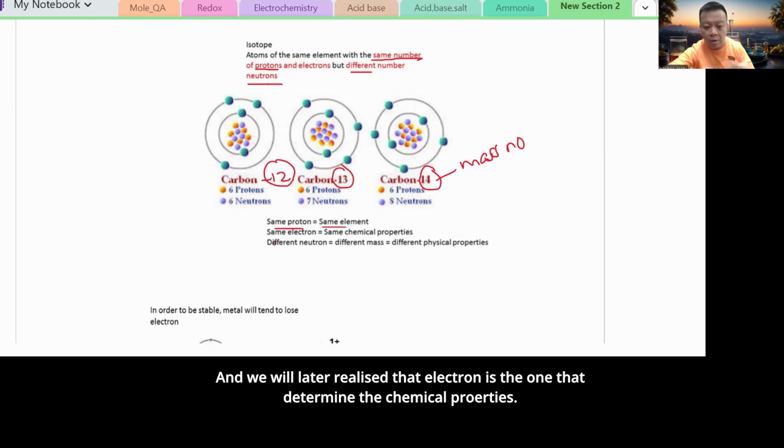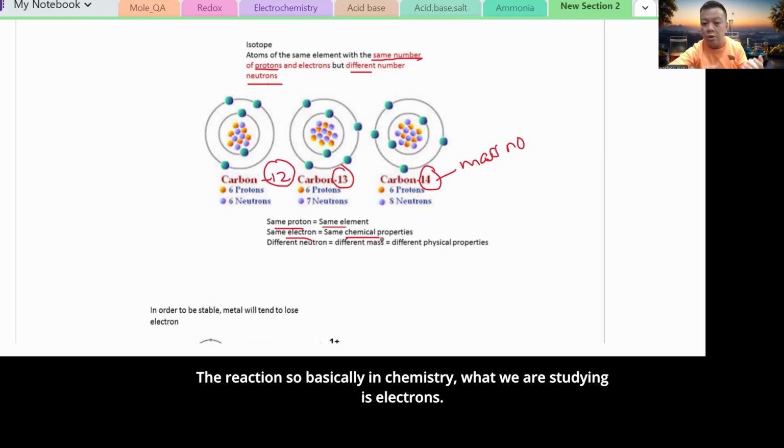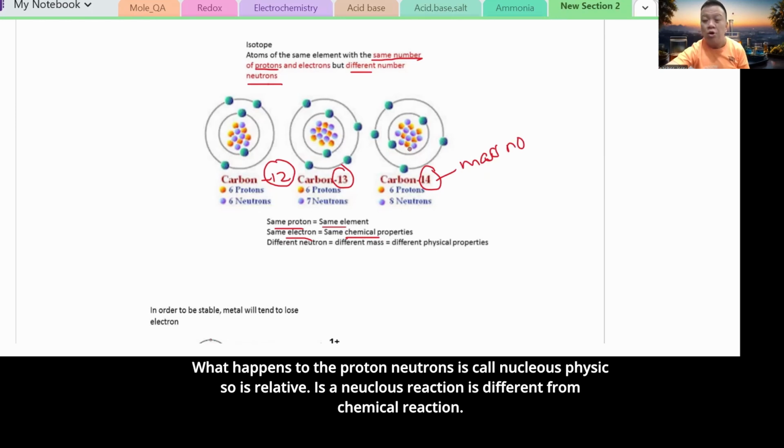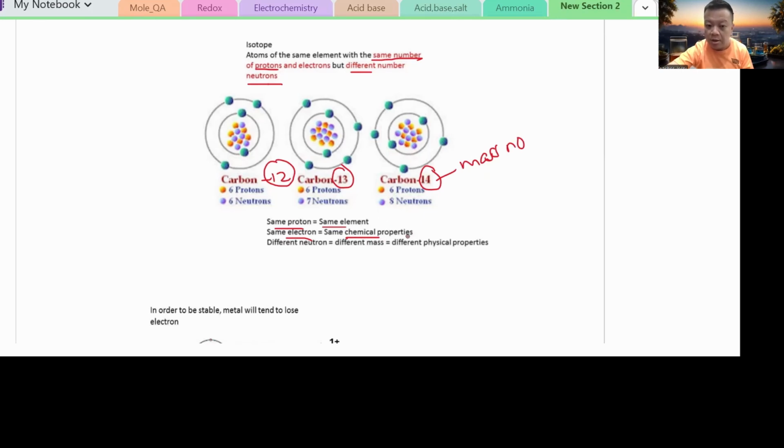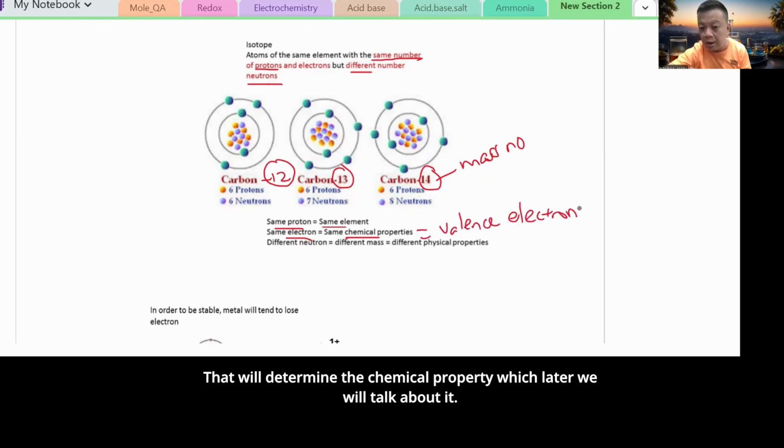So we mentioned just now, same proton basically means same element, right? And you will later realize that electron is the one that determines the chemical properties, the reaction. So basically in chemistry, what we are studying is electrons. What happens in the protons and neutrons is called nuclear physics, where the physicists study. It's a nuclear reaction, different from a chemical reaction, right? In fact, it's not only about the electrons, it's about the valence electrons, that means the outermost shell. That will determine the chemical property, which later we'll talk about.